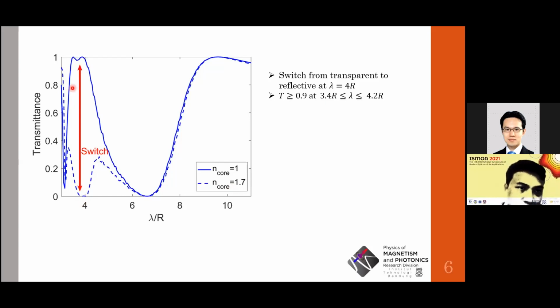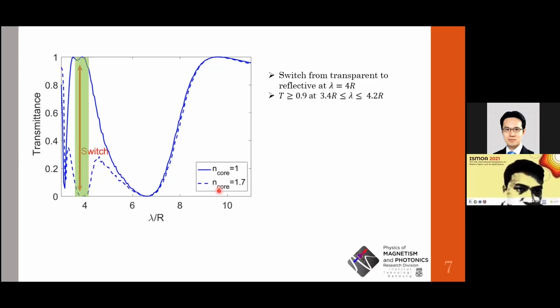Here, initially, when the refractive index of the core material still equals unity, the transmittance of the system is very high, even equal to unity. And this means that the system is transparent. But then when we change the refractive index of the core material to 1.7, the transmittance becomes very low, it goes to 0, which means that the system is no longer transparent, or in other words, it has become reflective now. So here we find the phenomenon of switching from transparent state to reflective state, and we can do that just by varying the refractive index of the core material.